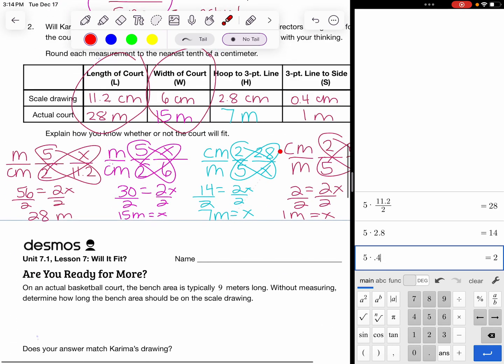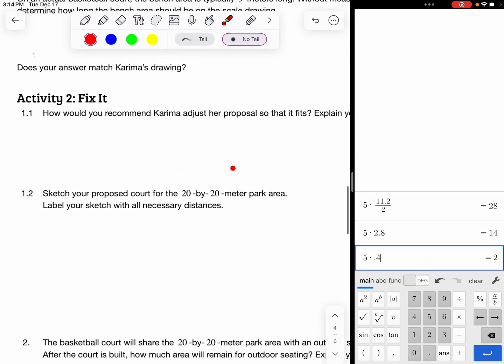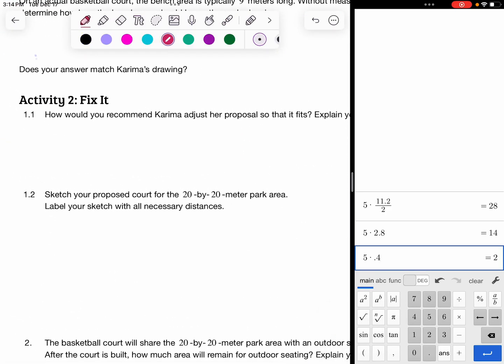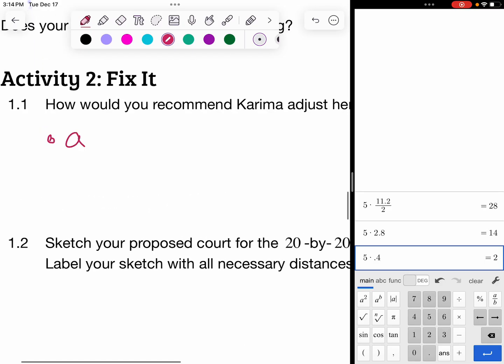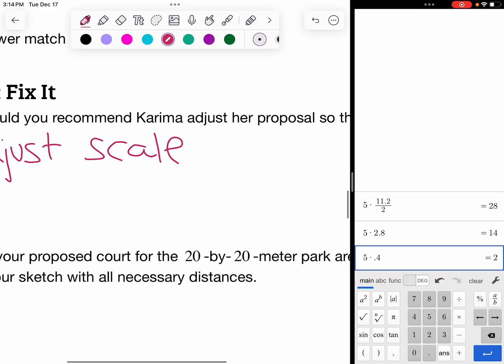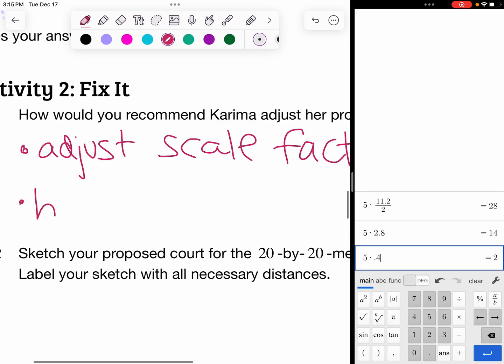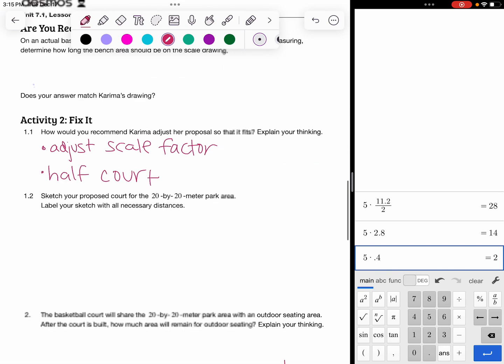All right, moving on to activity 2 called Fix It. It is asking us, how would you recommend Karima adjust her proposal so that it fits? Well, we could make all of our sizes smaller, so we could adjust our scale factor. Or another thing that we could do is make a half-court basketball court. Or if you have another idea, that would work as well. But we cannot keep it how it is because it will not fit.